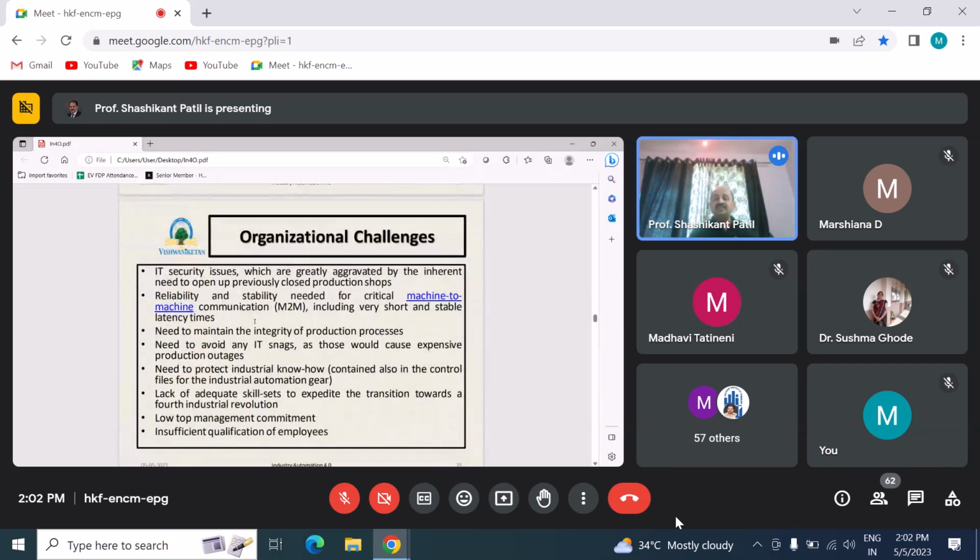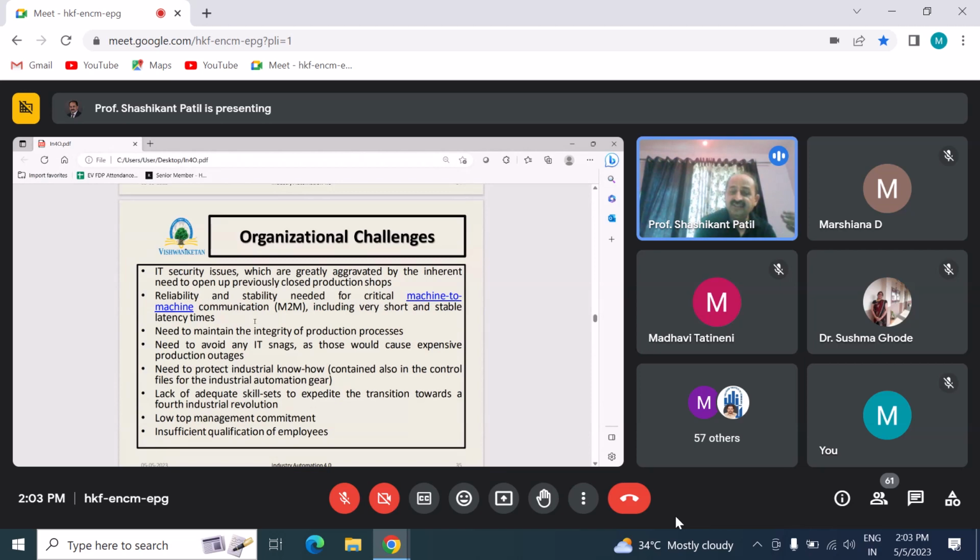Then when we come to the organizational challenges, there are IT security issues, which are greatly aggravated by the internet's need to open previously closed production shops. So that needs utmost priority. Then reliability and stability are needed for critical machine-to-machine communication, M2M, including short and stable latency times, because latency is very important. For that, you need proper connectivity, infrastructure, network support, bandwidth, systems, and high performing machines. They need to maintain the integrity of the production process. So that is one of the things one has to think about.